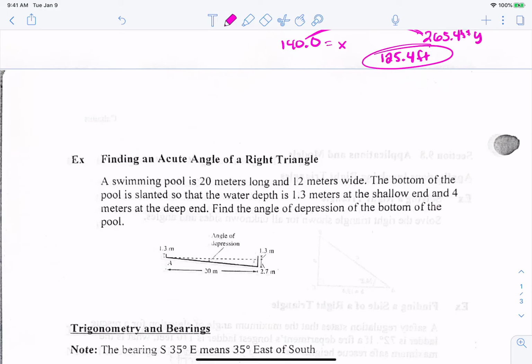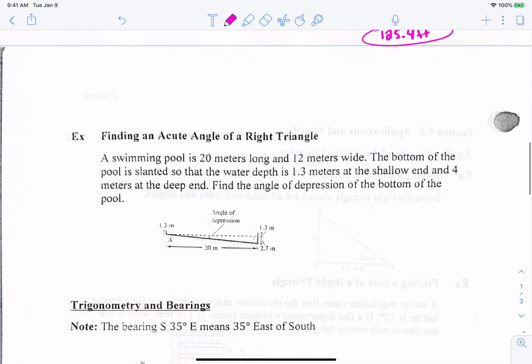A swimming pool is 20 meters long and 12 meters wide. The bottom of the pool is slanted, so the water depth is 1.3 meters at the shallow end and 4 meters at the deep end. Find the angle of depression at the bottom of the pool.